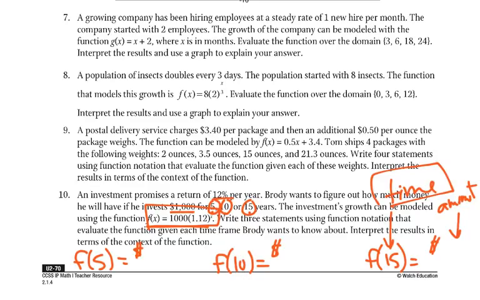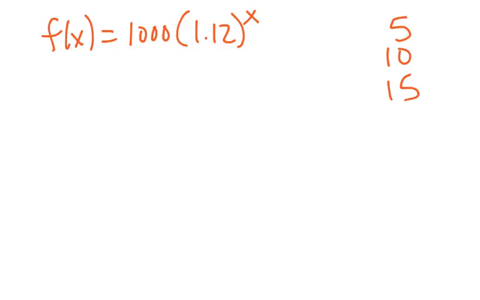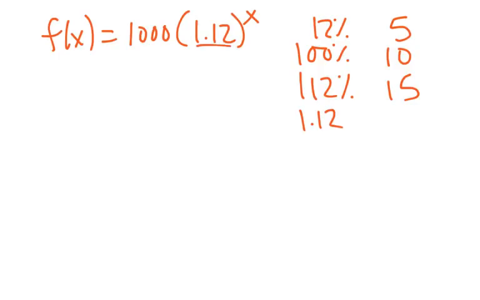Now remember, looking at our function here, our inputs 5, 10, 15 are going to go here. This function follows that investment. Because it's 12% for each year, we're adding that 12% to our 100%. That's 112% in growth. That's where we get the 1.12. But let's plug them in. You didn't need to know that to plug it in.